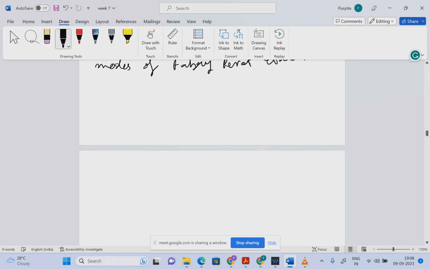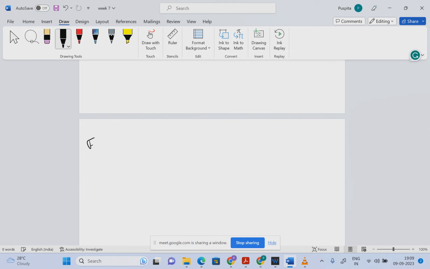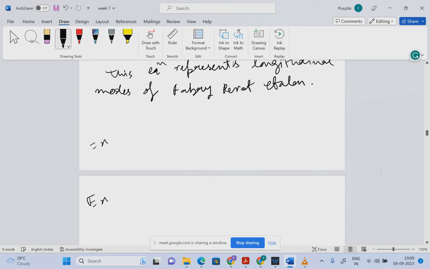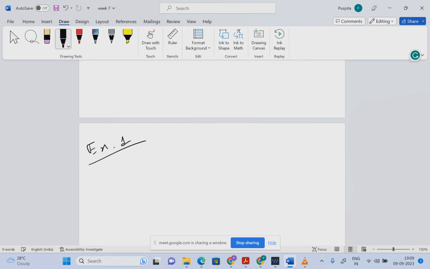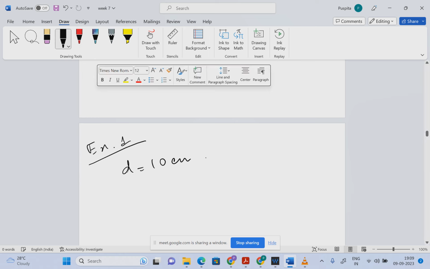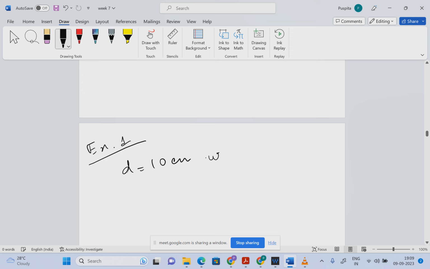Now, an example. d is equal to 10 centimeter. So what will be the frequency spacing?